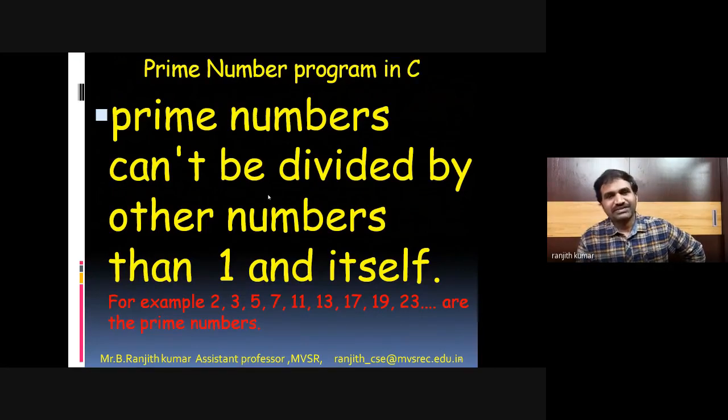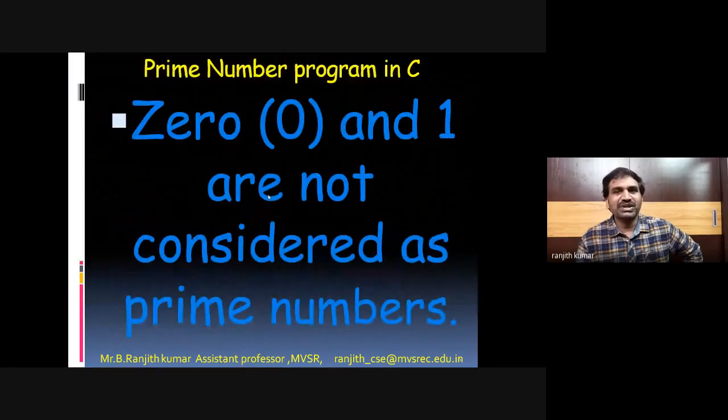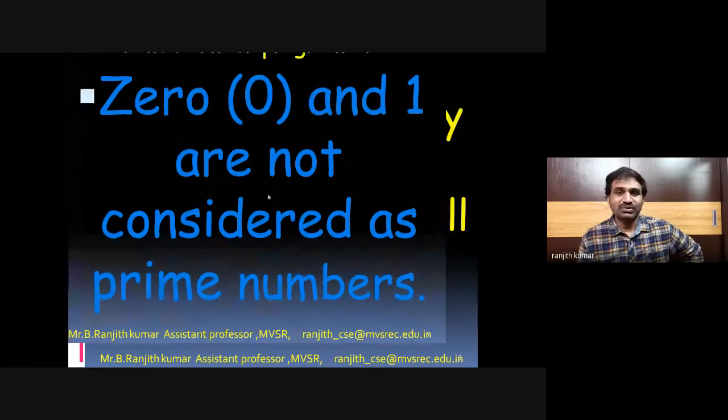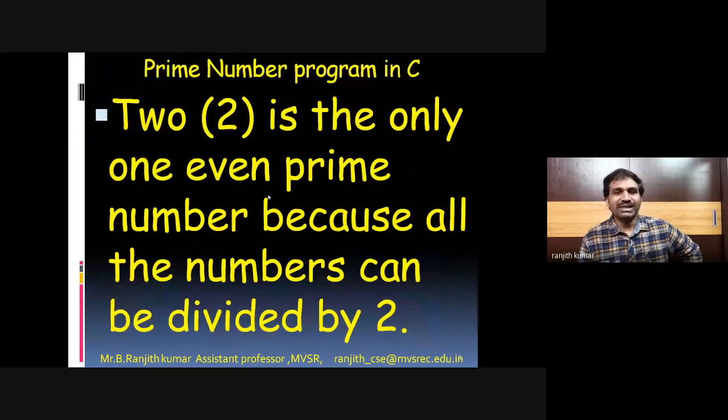Okay, so here are some examples of prime numbers: 2, 3, 5, 7, 11, 13, 17, 19, etc., which are divisible only by 1 and itself. Okay, so 0 and 1 are not considered prime numbers. So we'll start checking for prime numbers from 2. And 2 is the only even prime number, because all the even numbers can be divided by 2. So 2 is the only even prime in the list.